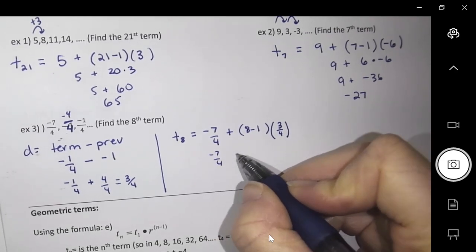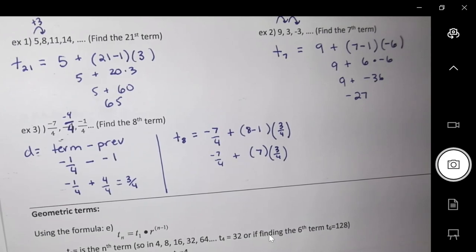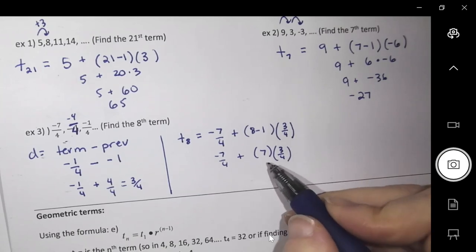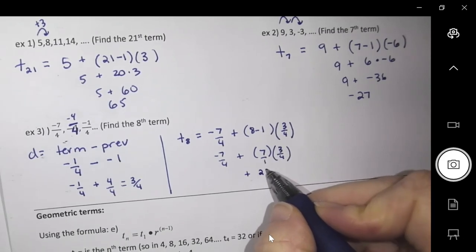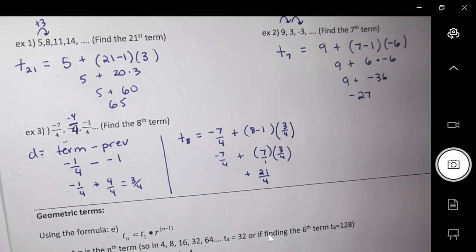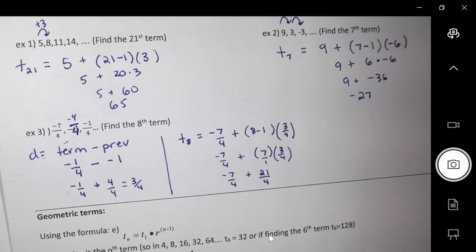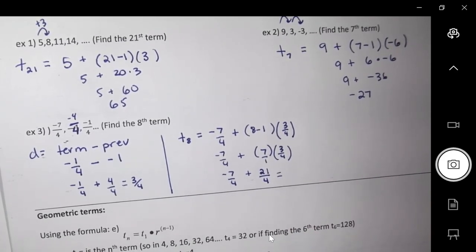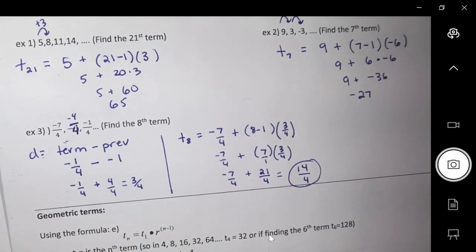So first thing is brackets. So the first thing was 7. If you would like to write that 7 as 7 over 1, you can do that. Why is this one over 4? Because 7/4 is not equivalent to 7, but 7 over 1 is equivalent to 7. So this would become 21 over 4 when I multiply it now? You're okay with that? 7 times 3 on the top. And then 14 over 4 is the 8th term in this. And that's it. Just leave it like that.